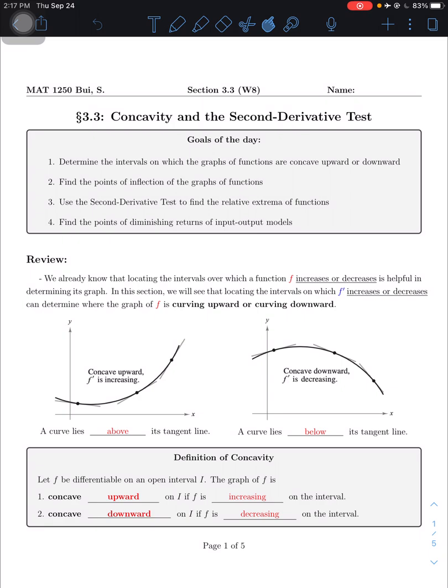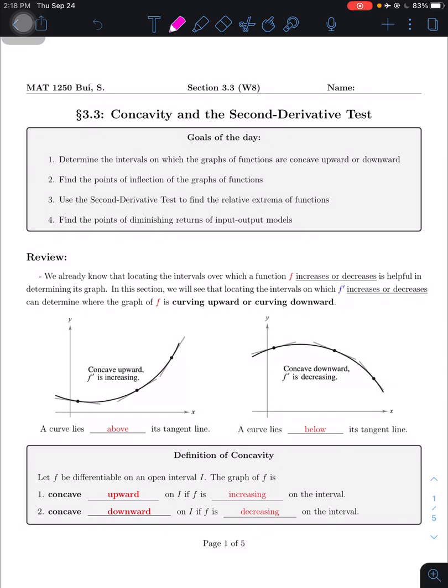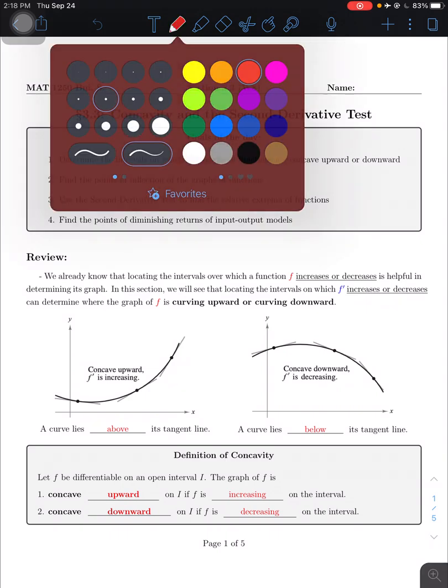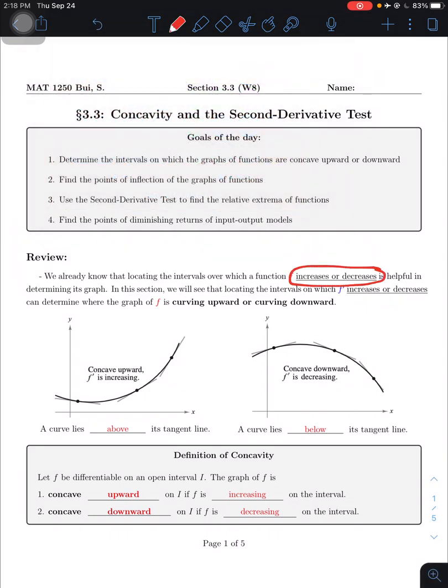The first bullet in here is that we already know that locating the intervals over which a function f is increasing or decreasing is helpful in determining its graph. On the last section, 3.1 or 3.2, I don't remember which, we talked about increasing and decreasing intervals, and it will help a lot in terms of graphing.